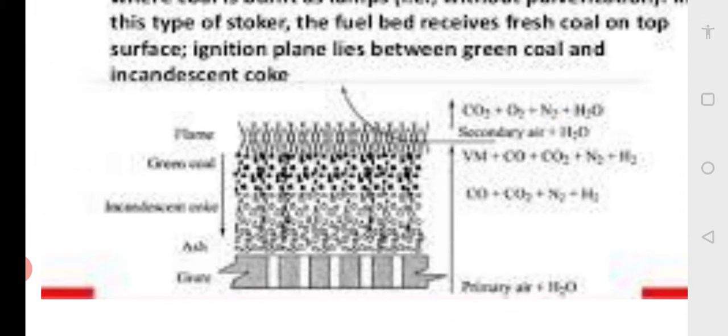Here they are shown plus H2, meaning air also contains some 2-3% of moisture. And the combustion equation you can see: CO plus CO2 plus N2 plus H2. This Vm stands for volatile matter. Volatile matter means the thing which evaporates, like petrol is volatile. When you throw it, it will vaporize and go. Even when we apply paints at home, the paint is basically liquid in nature, but after some time the volatile matter will evaporate and only the film of paint remains. So Vm plus CO plus CO2 plus N2 plus H2.